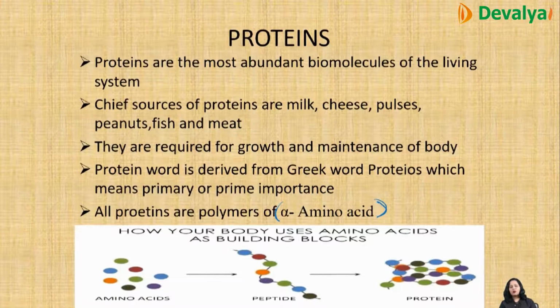and they are also required for the growth and the maintenance of the body. Protein, the meaning of the word protein, which has come from the Greek word proteos, means prime importance, that in our body the protein is of prime importance. So you can see in the diagram also, the basic unit is amino acid, which is forming peptide. Peptide is forming protein. So the basic unit is alpha amino acids.